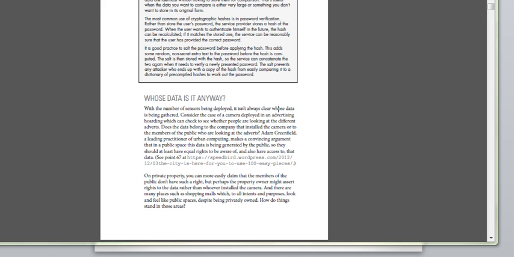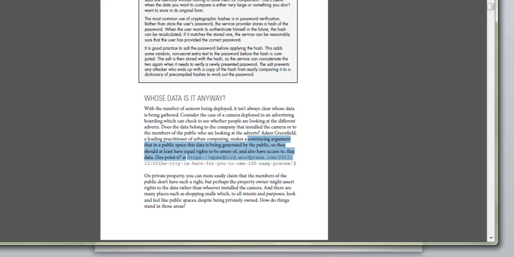The next example is Adam Greenfield, a leading practitioner of urban computing, who makes a convenience argument that in public space, this data is being generated by the public, so they should at least have equal rights to be aware of and have access to that data. This means that the data generated by the public, for example when you are using an app, the information through it, or when you are chatting, that data will be private data. And the data you are sharing with someone, then that person will be aware of that exchanging of data.